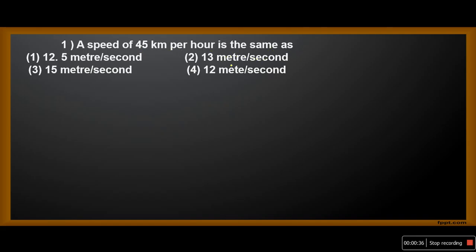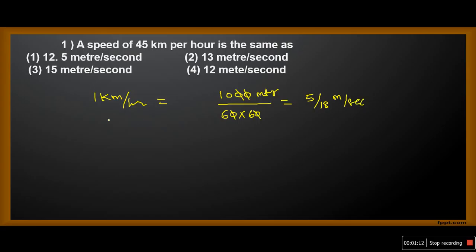The options were given in meter per second. 1 kilometer per hour, which is equivalent to 1 kilometer means 1000 meters. 1 hour contains how many minutes? 60 minutes. 1 minute contains 60 seconds. So 1 hour contains 60 into 60 seconds. On simplification, you will get 5 by 18 meter per second. 1 kilometer per hour equivalent to 5 by 18 meter per second.